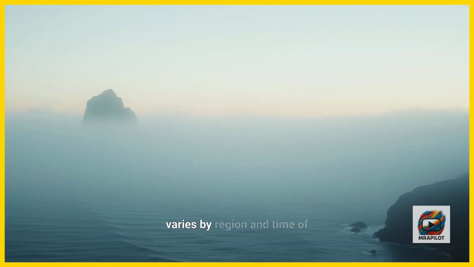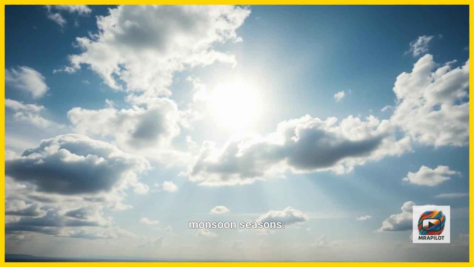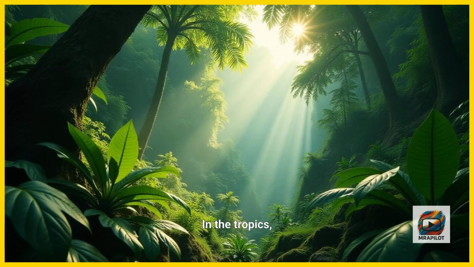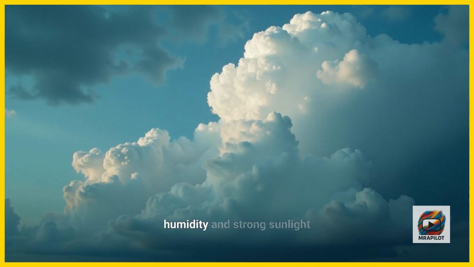Humidity also varies by region and time of day. Coastal areas often have higher humidity, especially in the morning. Desert air is dry, but moisture can surge during monsoon seasons. Understanding your environment helps anticipate flying conditions. In the tropics, moisture is abundant. That's why clouds build so quickly there, especially in the afternoon. The high humidity and strong sunlight create powerful convection and towering clouds, frequent causes of turbulence and delays.